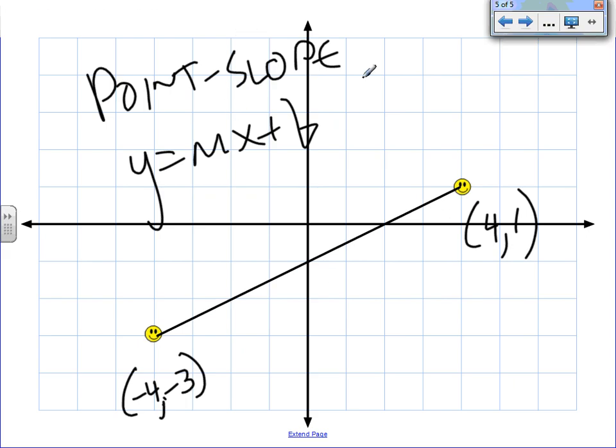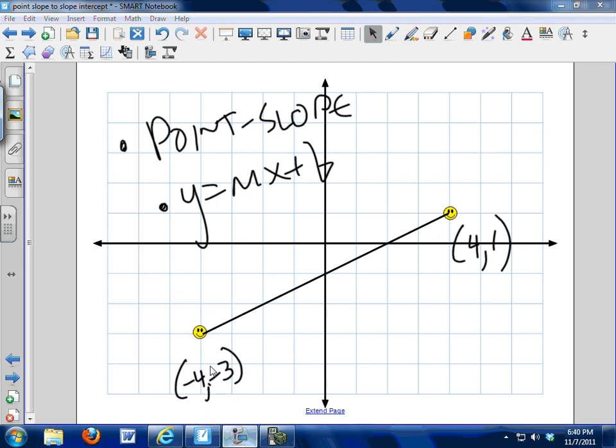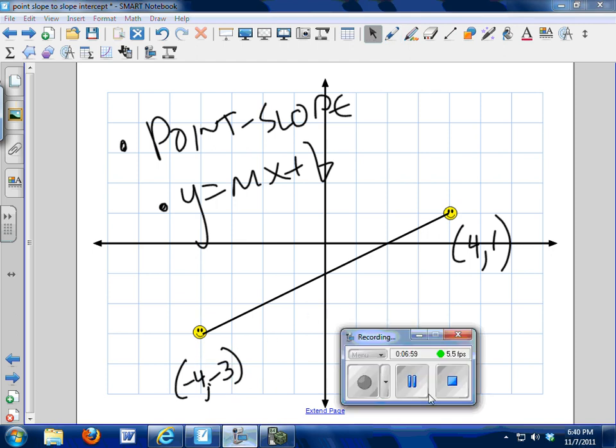That's the story. How do we change point-slope equations into slope-intercept equations? Well, our good friend the slope helps us along. So, that's it.